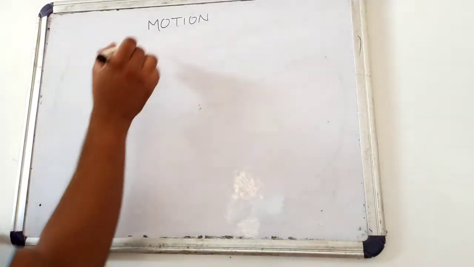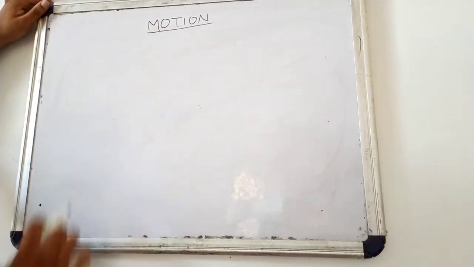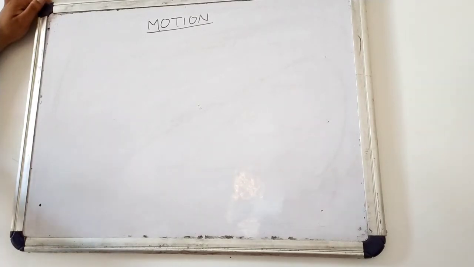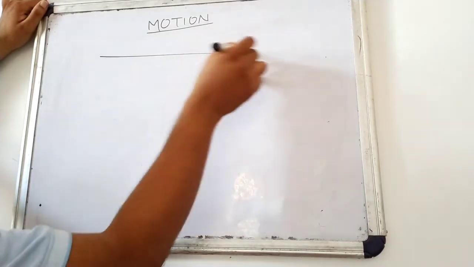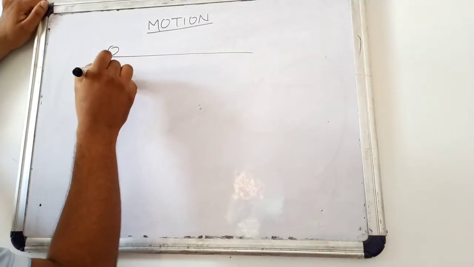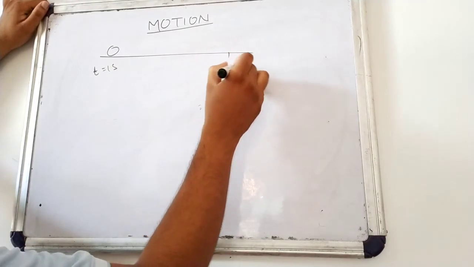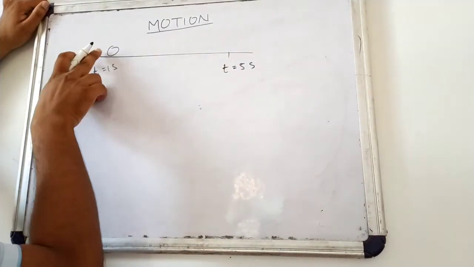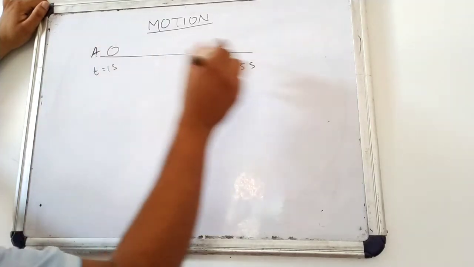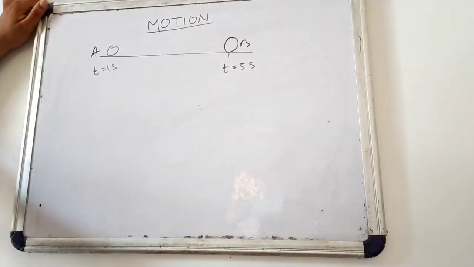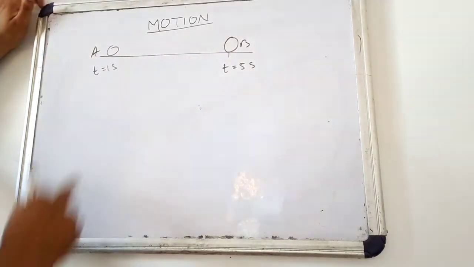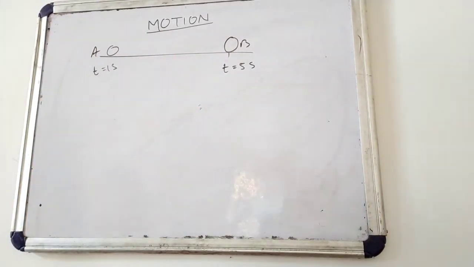Okay, so what is motion? Motion is if any object changes its position with respect to time, then this is called motion. Suppose an object is here at t equals 1 second and at t equals 5 seconds, the object changes its position from A to B here. That means this object changes its position with respect to time, then we can call the object is in motion. Okay.